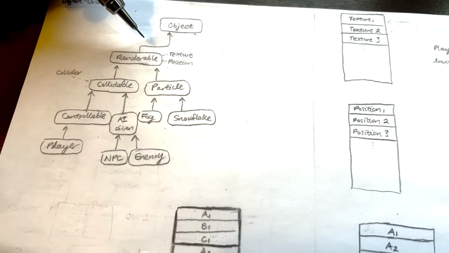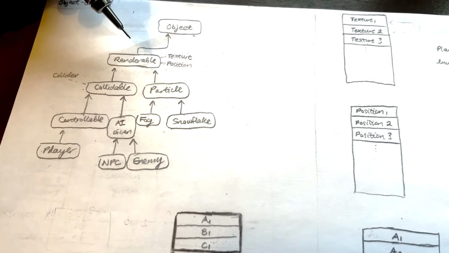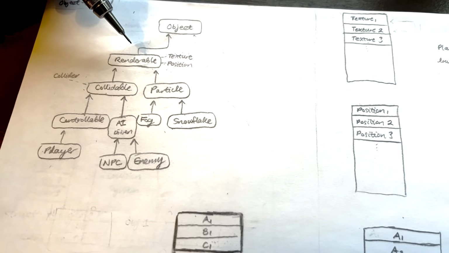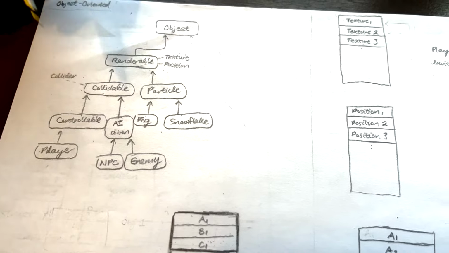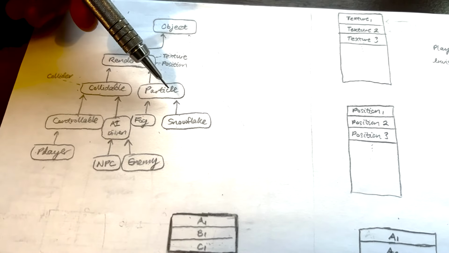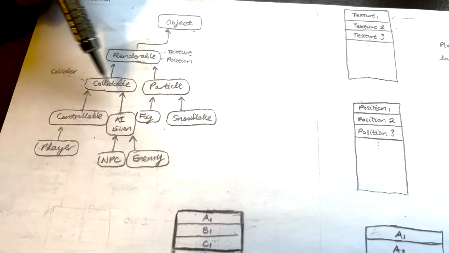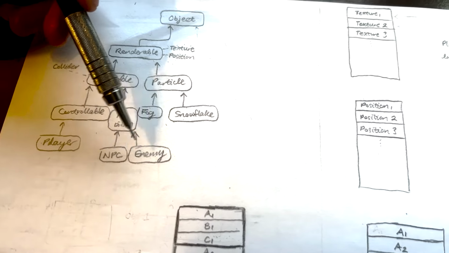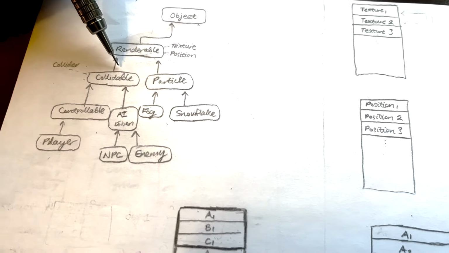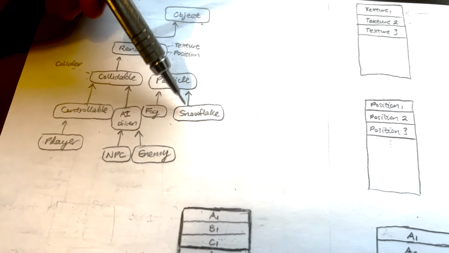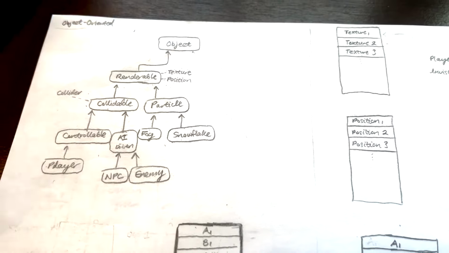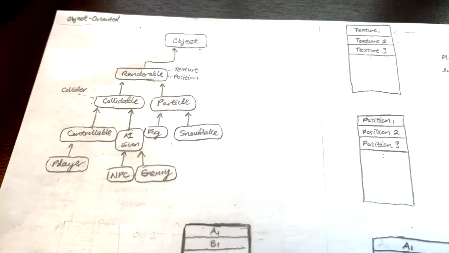Okay, so reasonable enough. Under renderable, we might distinguish between objects that you can touch and objects that you don't touch. So between collidables, that would be player, NPC, and enemy, or stuff that you don't touch, like particles, like fog and snowflake. All of this seems reasonable enough. We can work with this.